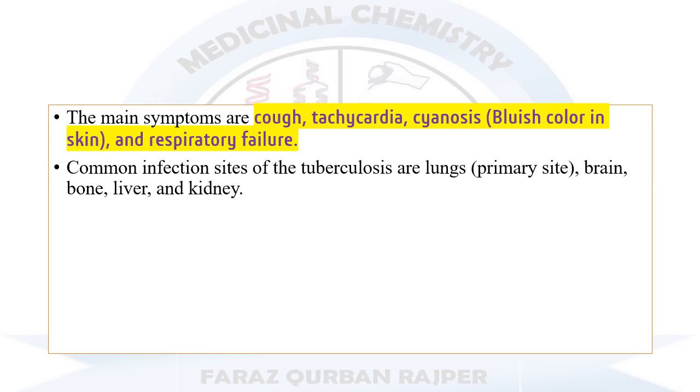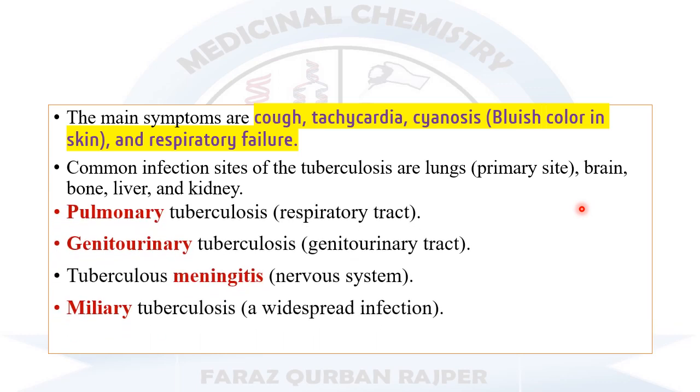The common infection site of TB is the lungs, which is basically the primary site for this infection. The mycobacteria mainly attack the lungs, and other sites can be the brain, liver, bone, and kidney. Depending on the location of the infection caused by the mycobacterium in the various organs, it can be classified under different medical terminologies.